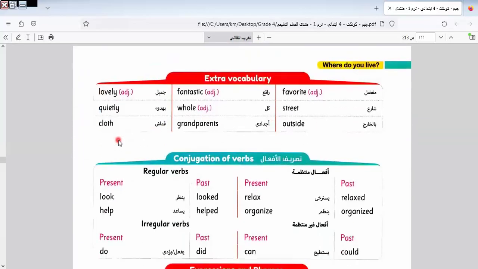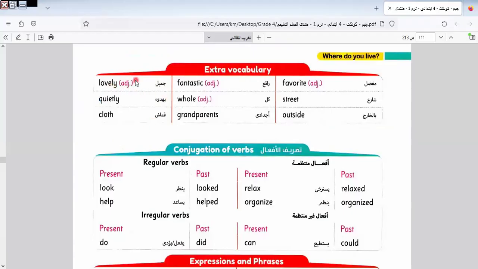Let's go to another one. Here is lovely. This is an adjective. Quiet, close, fantastic, adjective. Whole, adjective. Grandparents, favorite, street, outside. The opposite of outside, you can guess with me, grade 4. The opposite of outside will be what? It will be inside. Outside is the opposite of inside. You must know this word. Okay, let's continue the rest of the unit.